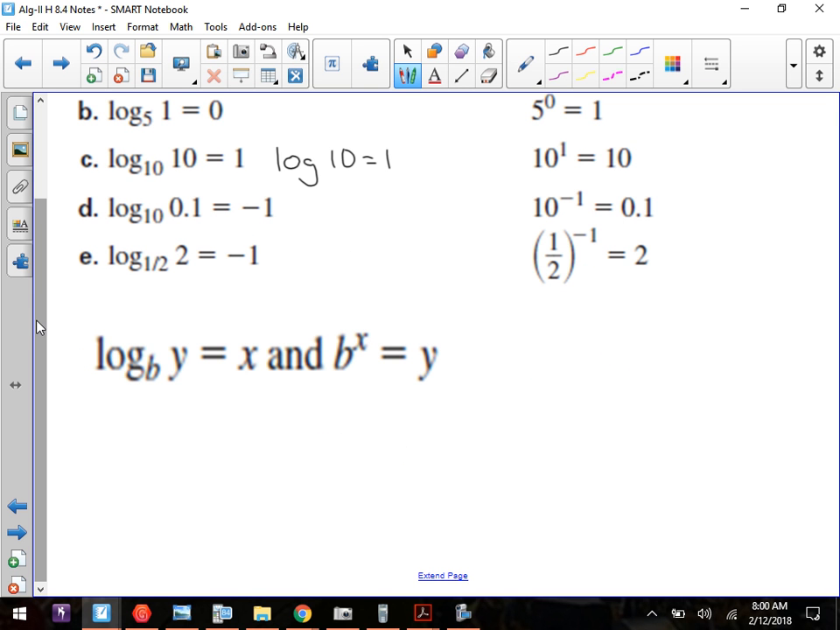All right. Exponent rules come back into play, things like that. It shouldn't be too crazy.